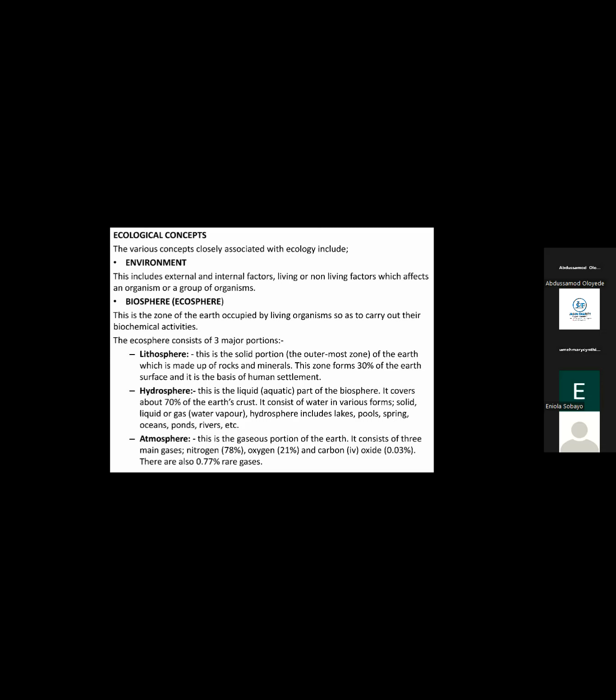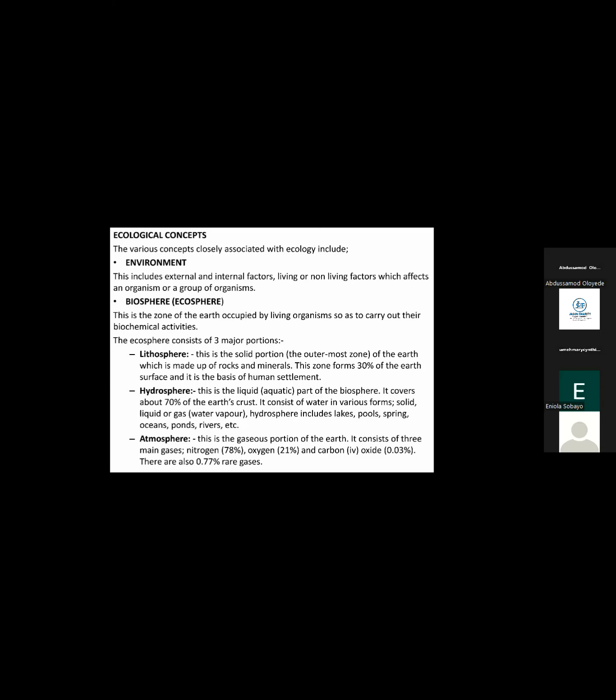Now, what is environment itself? Environment refers to those factors that affect living or non-living things in an association. For example, the external and internal factors that affect both living and non-living things refer to environment. So those factors that affect living and non-living things refer to environment.